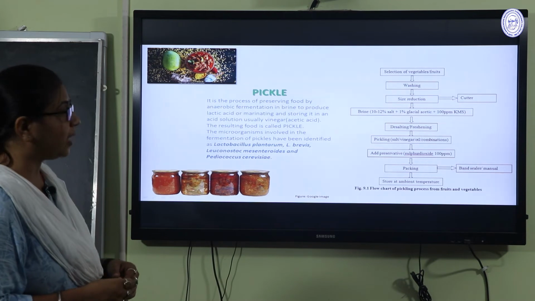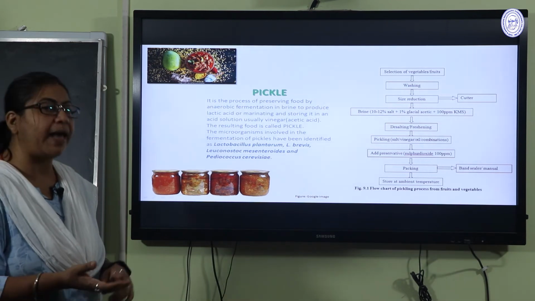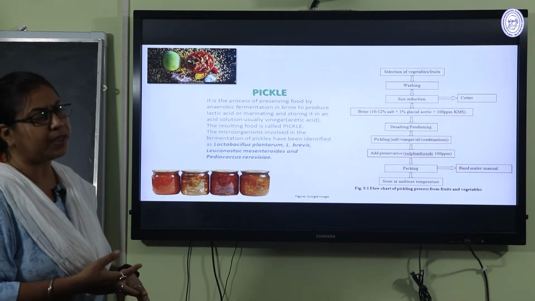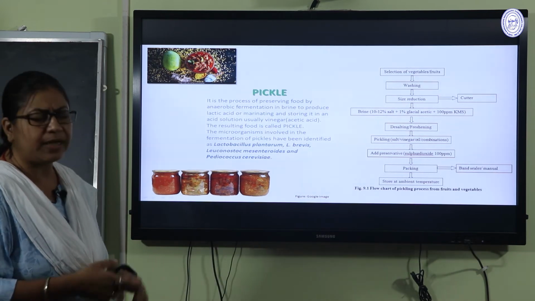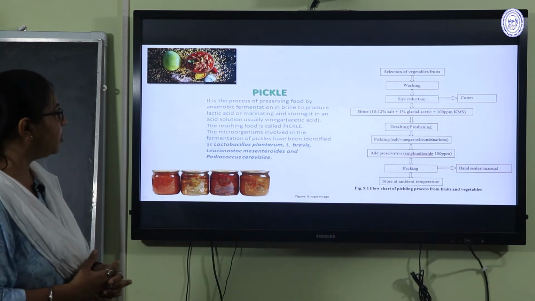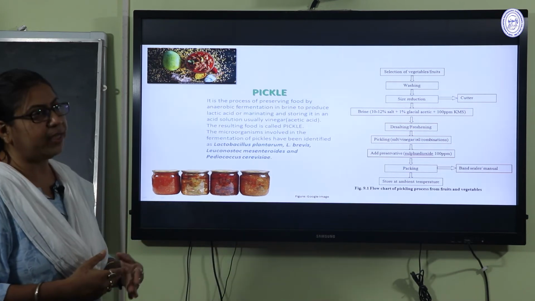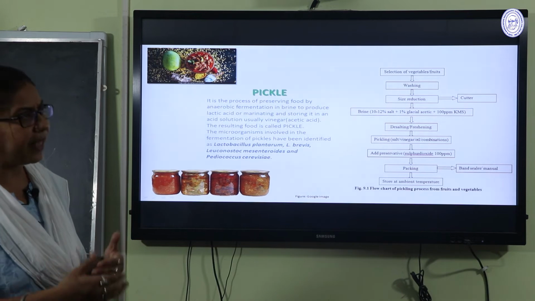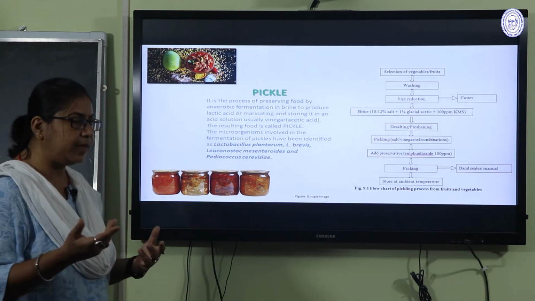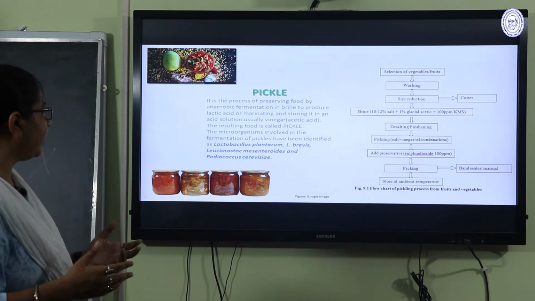So pickle can be of different types. It can be mango pickle, lemon pickle, garlic pickle, ginger pickle, Indian gooseberry pickle, and so many other pickles can be there. And some of the very common pickles that we have in our daily life are the mango pickle, the lemon pickle, the garlic pickle, the ginger pickle.